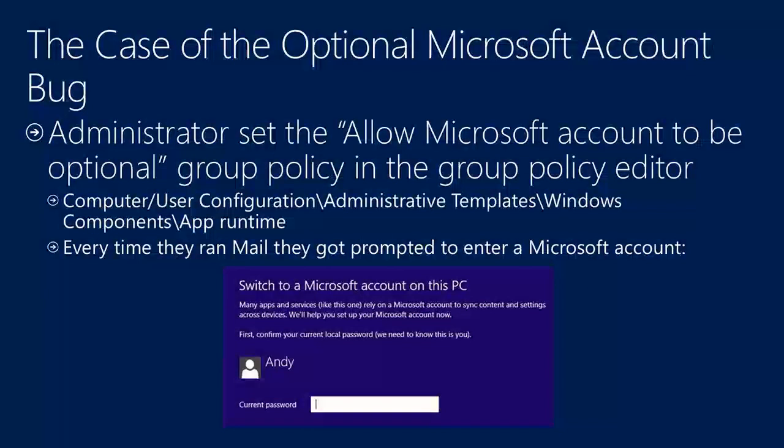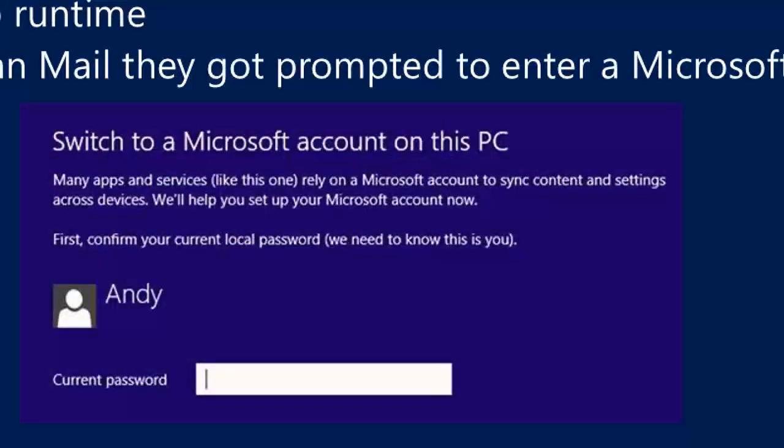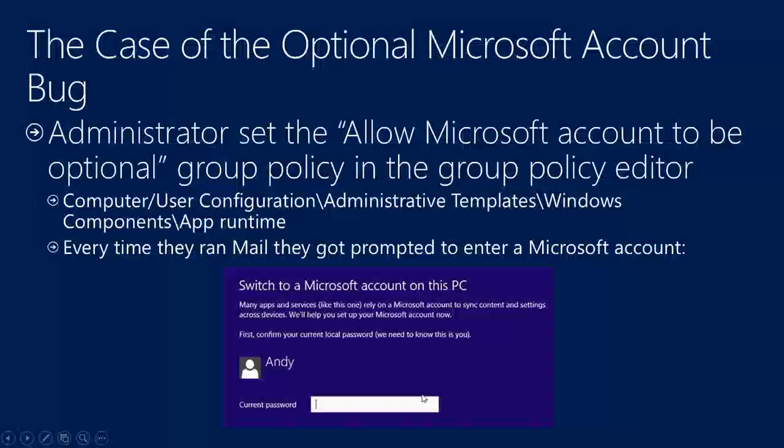The administrator used group policy to push out this setting, allow Microsoft account to be optional for the mail client. You can see here's the templates, components, Windows app runtime, and that applies to all of the apps, especially the Microsoft apps in the App Store, the built-in ones. But what he found was even after pushing this group policy out, the mail client would still say, you can see here, you need to switch to a Microsoft account. So the question is, why isn't this group policy effective at forcing the right behavior?